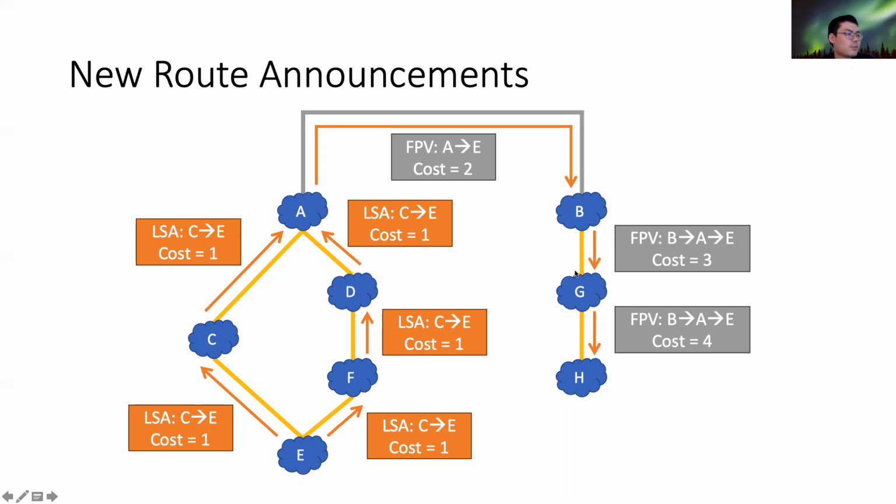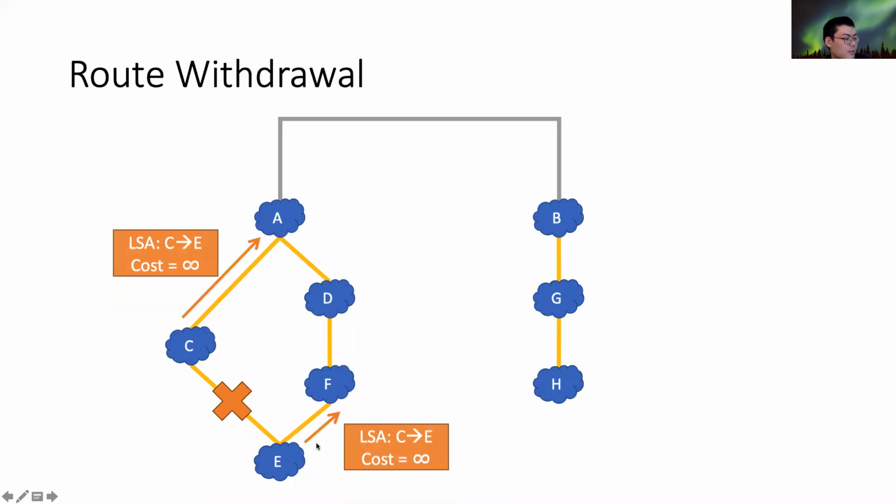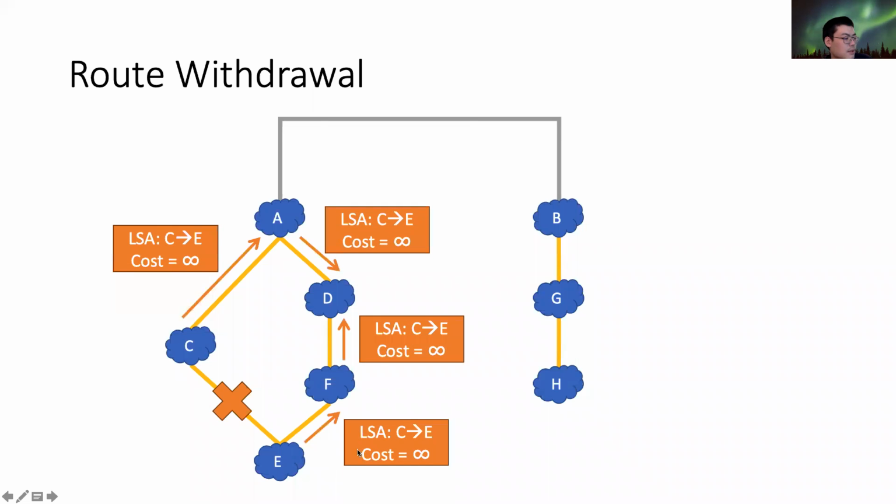Right, so I think this should be fine. Now let's think about a path withdrawal. Let's assume this link is gone. Now this AS will detect what? It will detect, hey, CE is no longer reachable. It will send everyone, hey, now it's infinity.